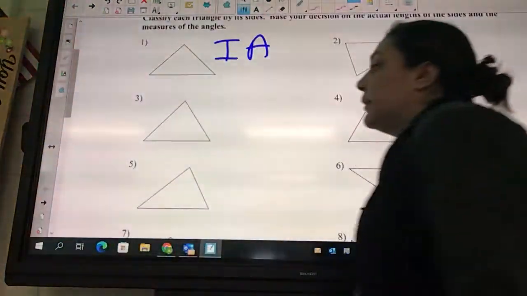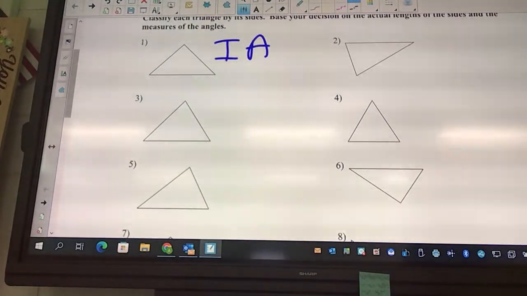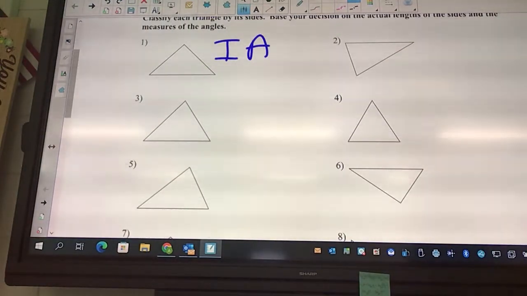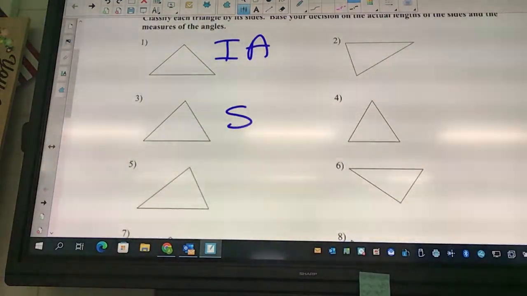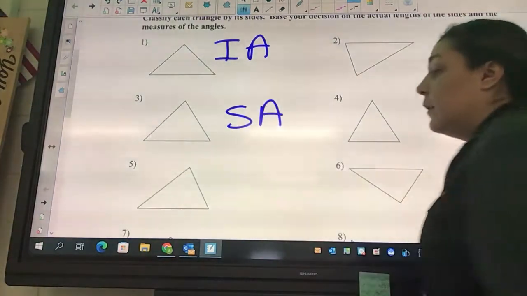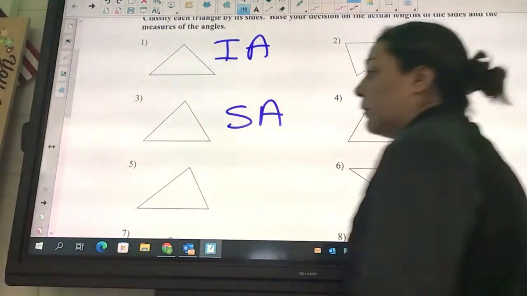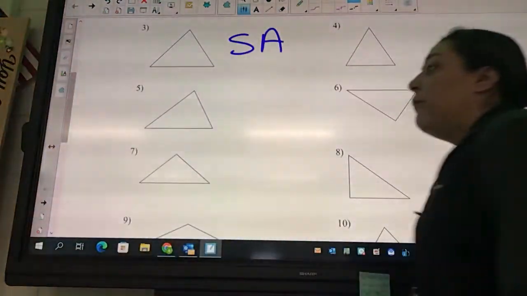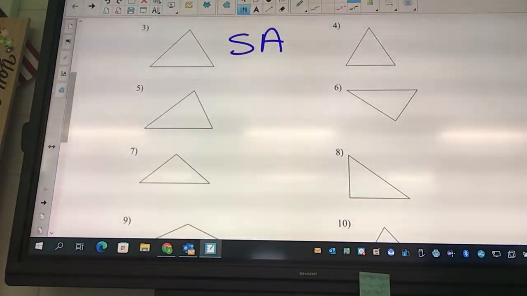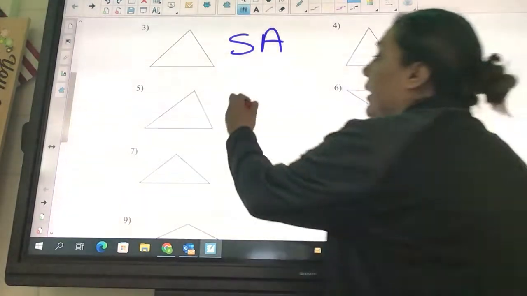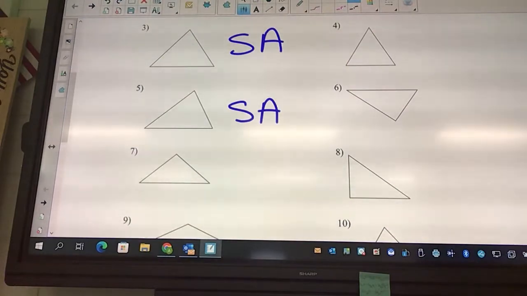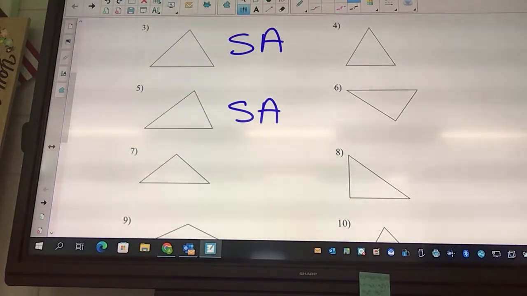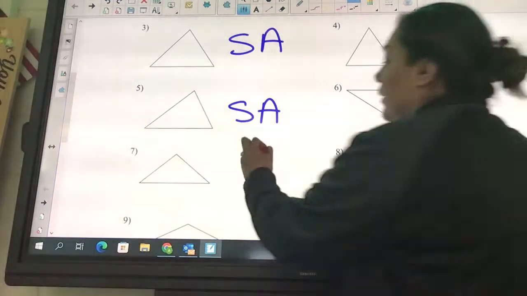Okay, look at 3. What does it look like? You think all three sides are different? Yeah. Okay, so we're going to go with scalene. Acute? Okay. Five. Scalene acute, I would agree with that. Seven. Isosceles acute.